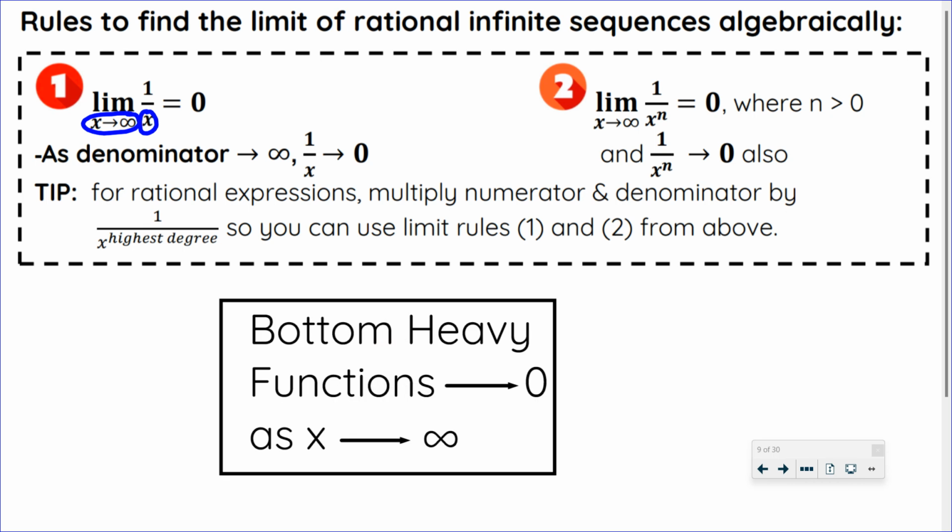This is called a bottom-heavy function. So functions approach 0 as x approaches infinity. That's what a bottom-heavy function is, when x is in the denominator. Well, if 1 over x goes to 0, then 1 over x to any power also goes to 0. So we're going to use these two limits to help us solve any rational limit. So what we're going to do is multiply the numerator and denominator by 1 over x to the highest power so that we can use rules 1 and 2 to help us.